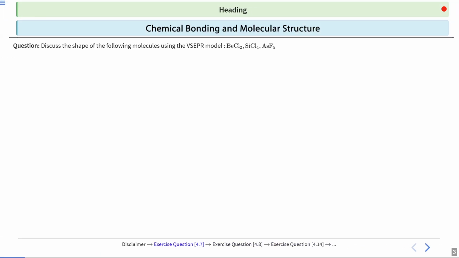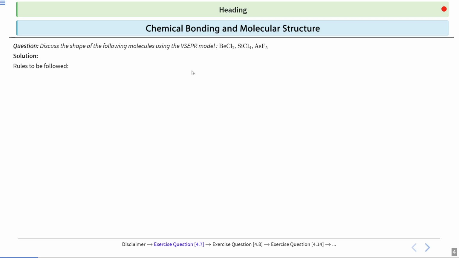Now here is your first question. You have to discuss the shape of the given molecules. The molecules are BeCl2, then we have SiCl4 and AsF5. So three molecules are there. You have to determine the shape of those molecules using the VSEPR model. We are already aware of the process to do so. We first go through various steps, then we calculate the steric number, and lastly we determine the shape accordingly. Those who know it, you can start answering right now. Meanwhile, I am solving it.